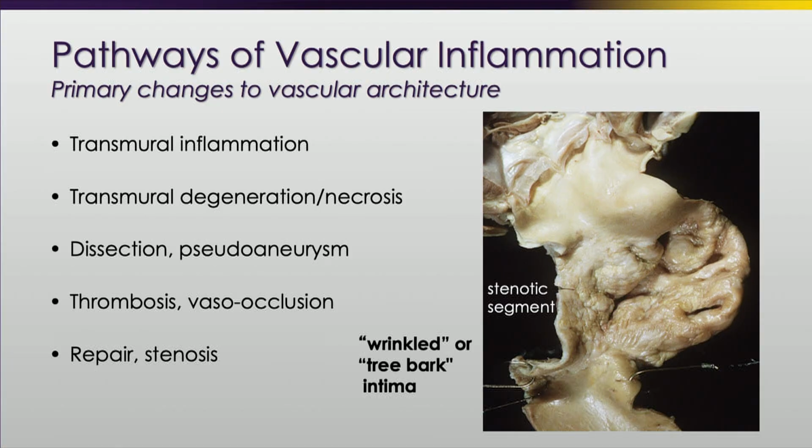And finally, even a segment of healing following an episode of vasculitis can be problematic. This is looking at the intimal surface of a segment of an aorta that shows extensive fibrotic tissue that has been laid down in a disorganized way. It has led to a stenotic segment of the aorta, but also it has led to compromise of the ostia of the takeoff of some of these aortic branch vessels.